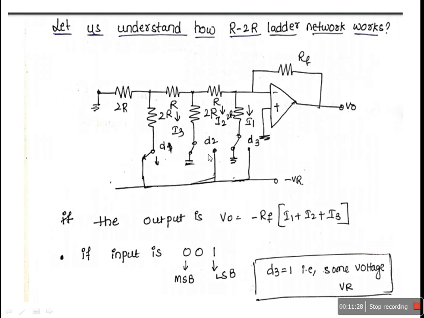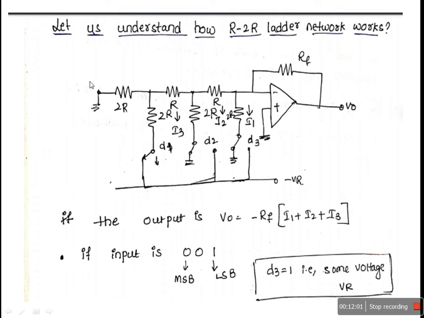So I am taking the first bit as 0 0 1. The MSB is 0, the next bit is 0, and the third bit is 1. So this is connected to the voltage, and the remaining two are connected to the ground. That's why I am not considering that part; I am considering only 2R and 2R, and I need to calculate the voltage across these 2R because I need to know the current at this point. I1 equals 0 and I2 equals 0 because D3 is 0 and D2 is 0, and I3 I need to calculate.